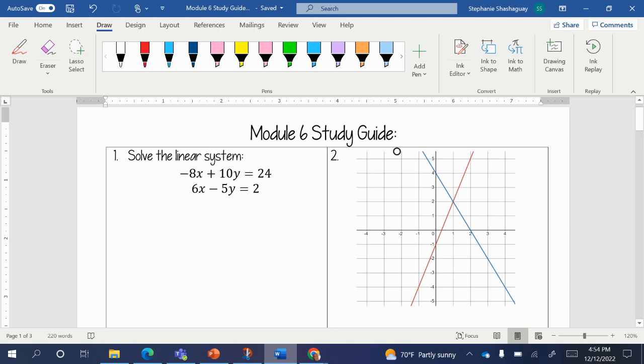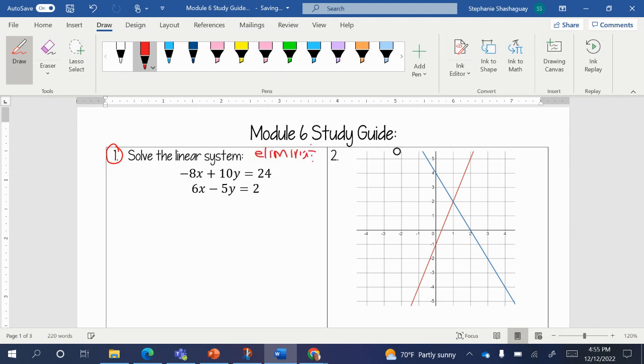All right, in this video, we're going to be going over the Module 6 study guide. So the first thing here when we're looking at question 1 is I have two equations in standard form, meaning ax plus by equals c. When I have two equations in standard form, the best way to solve is elimination, okay?